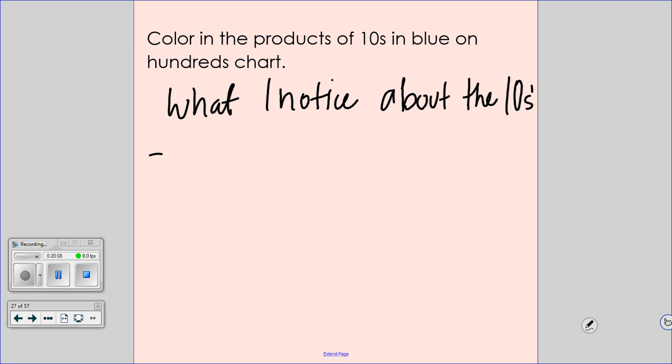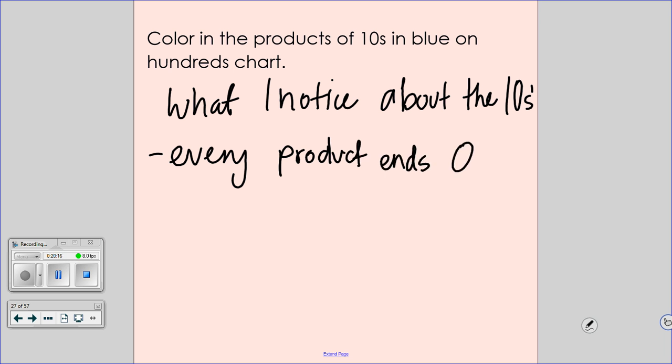Every product ends in 0. So if I say 2 times 10 is 22, am I right? No. Could I ever be right? No, because my ones place is a 2, and I know every single time I multiply by 10, that ones place has to be 0.